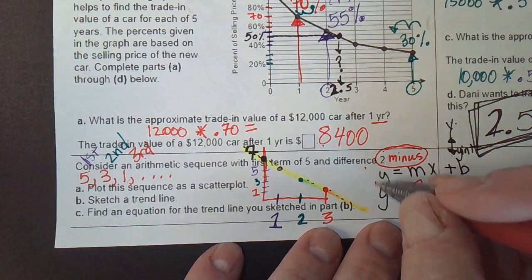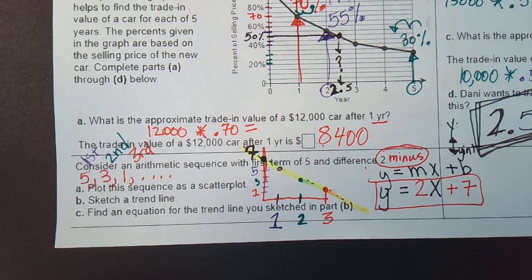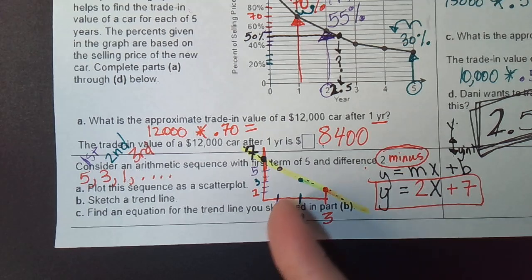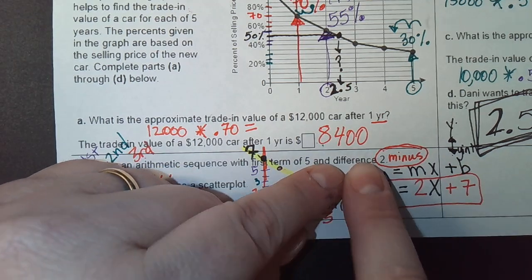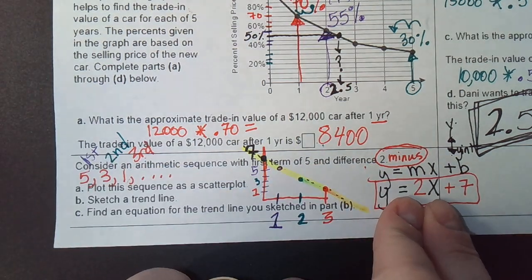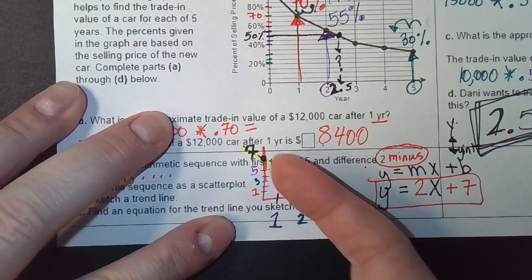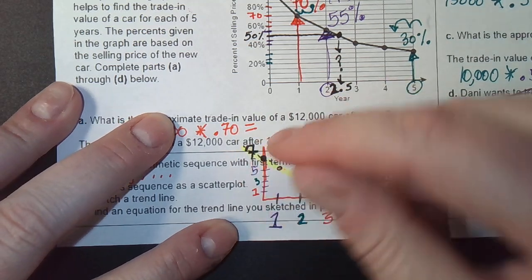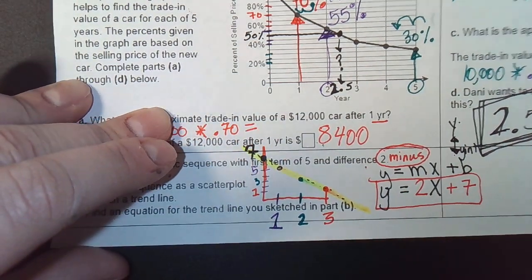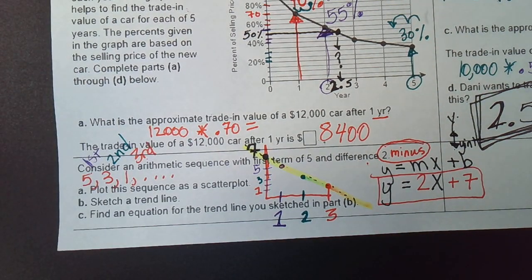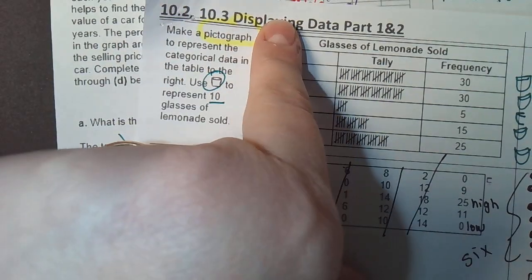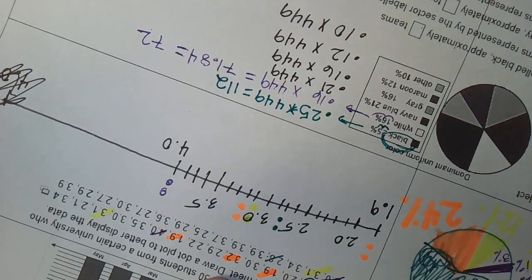Hey, that's your equation. So part A is this picture without the line. Part B is this picture with the line. Part C, you take the 2 from the word difference and you put it in the m. Then you keep extending the line and see where that sucker would cross that up and down axis. And that's your b. Okay, we're done with all of this. This was 10-2 and 10-3. Woohoo!